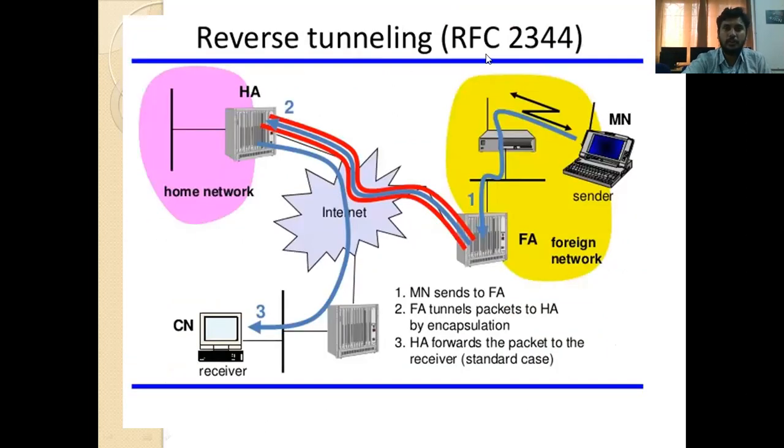So this is the reverse tunneling, RFC 2344, from mobile node to the correspondent node. Without it, the packet went to the foreign agent, to the home agent, to the correspondent node. This one is not good. That's why the mobile node sends to the FA. The FA tunnels the packet to the HA by encapsulation. The HA forwards the packet to the receiver. This is the standard case.